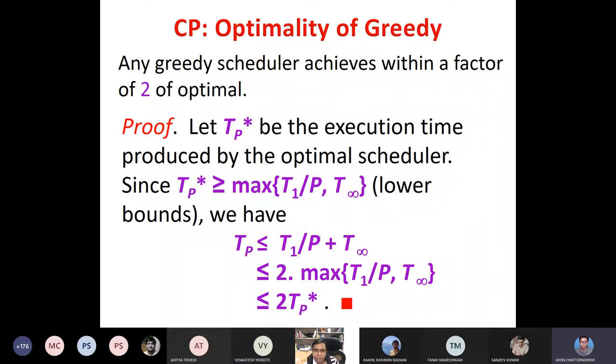If you look at this, we are taking them separately. This T1 by P, we are replacing with this term, and this one also we are replacing with the same term. Sir, if one of T1 by P or T infinite is greater, then this whole term will become greater than the current term. Let me give you an example. Earlier case, it was 6 and 9.